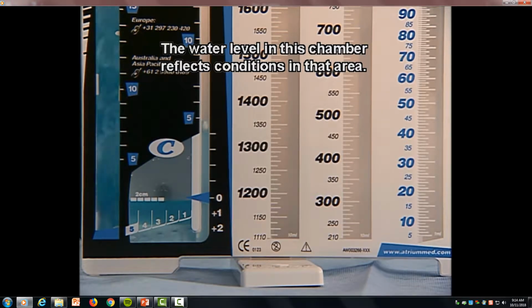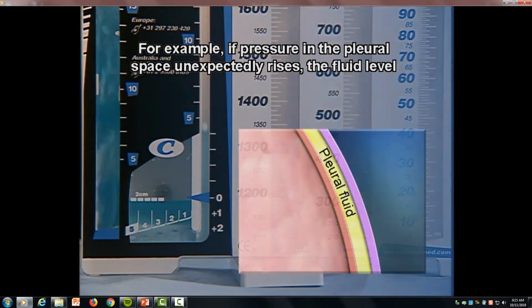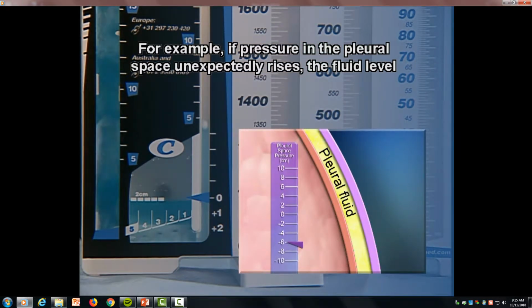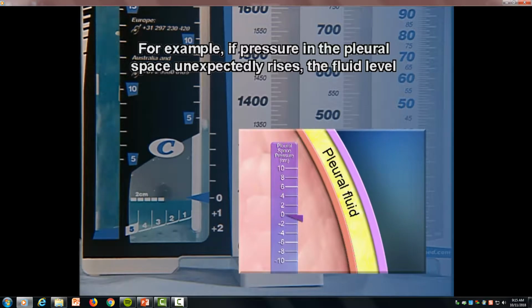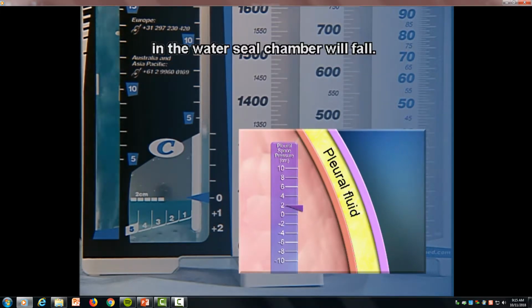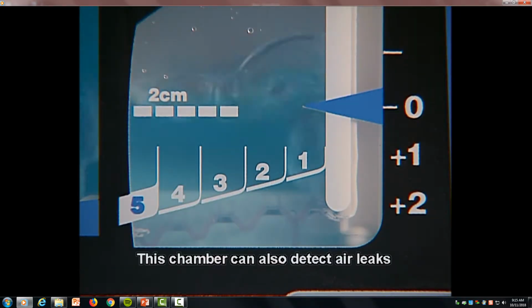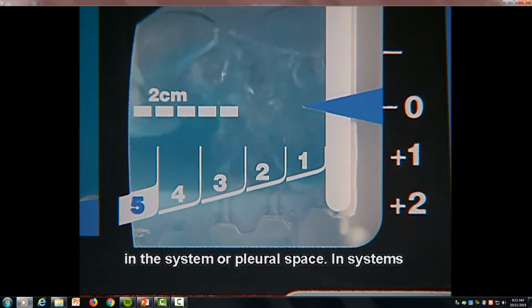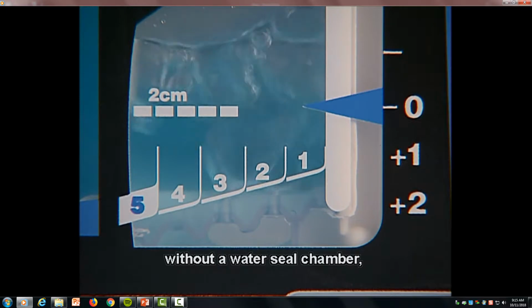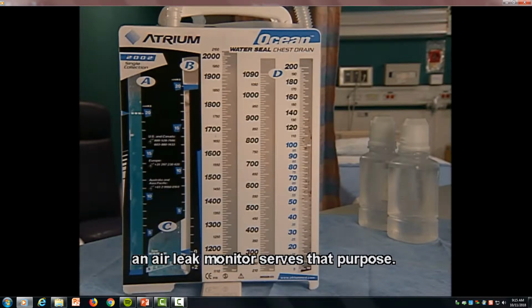The water level in this chamber reflects conditions in that area. For example, if pressure in the pleural space unexpectedly rises, the fluid level in the water seal chamber will fall. This chamber can also detect air leaks in the system or pleural space. In systems without a water seal chamber, an air leak monitor serves that purpose.